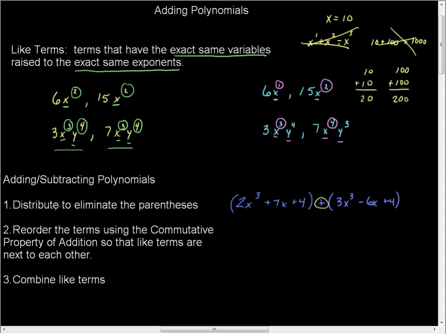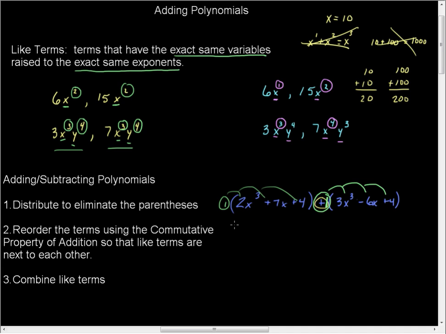And so what I would suggest is you distribute to eliminate the parentheses. There's an understood 1 out in front here. So I'm going to take that positive 1, and I'm going to distribute that positive 1 to each other term in the second polynomial. In the first polynomial, I also have an understood 1. And so I can distribute that as well. Now here, I'm going to also reorder the terms in number 2, reorder the terms using commutative property of addition so that the like terms are next to each other. I'm going to take the like terms and put them in different colors so that they're easier to recognize.